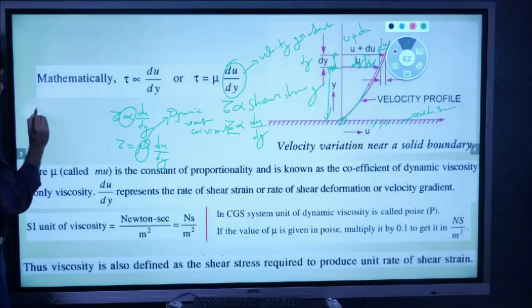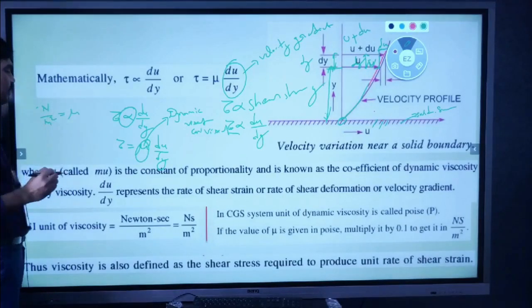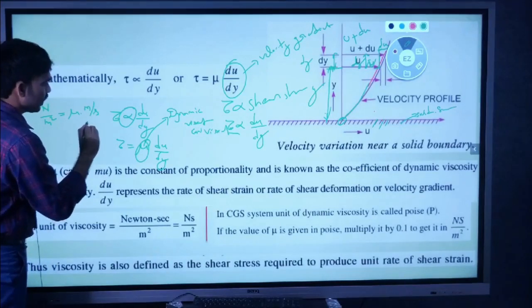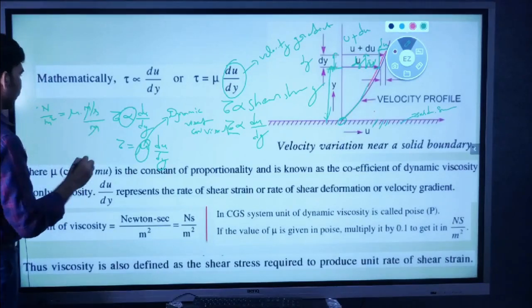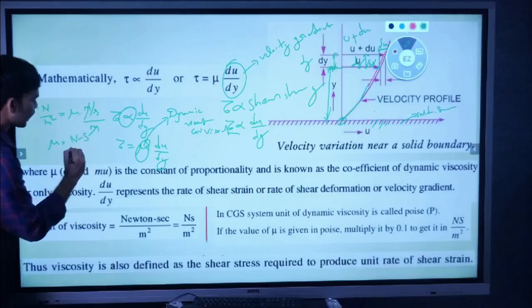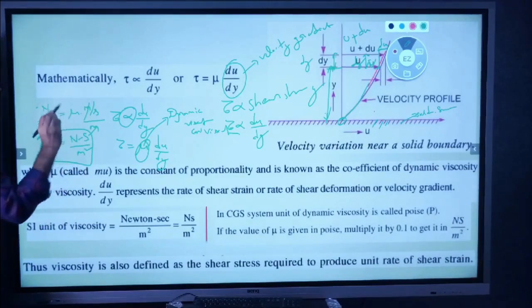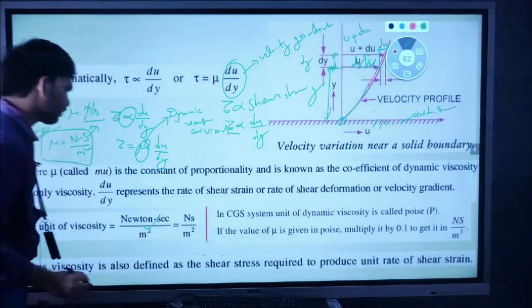Now what are the units? We know that shear stress units are Newton per meter square, and for mu, the dynamic viscosity, we have to find out the units. Velocity units are meter per second, and distance dy is in meters. So meters will cancel. So the dynamic viscosity units are Newton second per meter square. The units are very important in fluid mechanics.